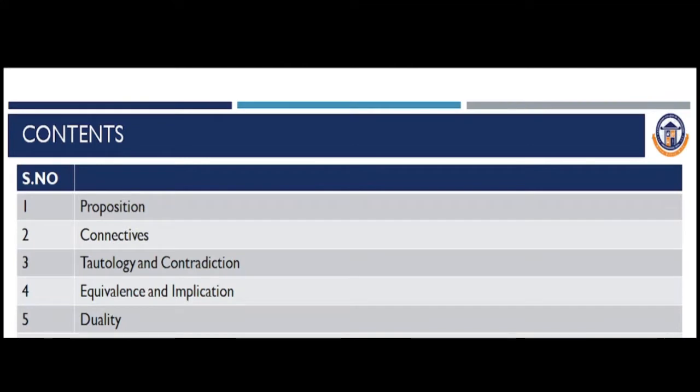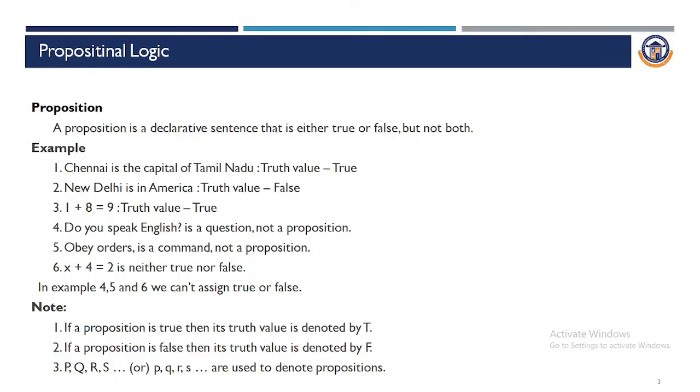Contents are proposition, connectives, tautology and contradiction, equivalence and implication, duality. First one is proposition. Proposition is nothing but a declarative sentence that is either true or false but not both.